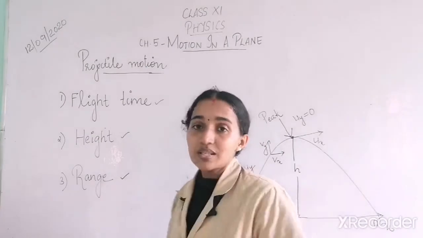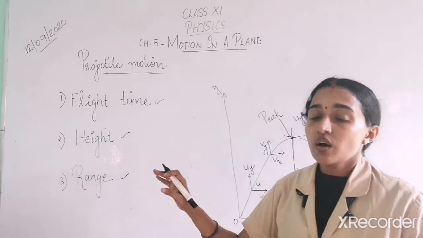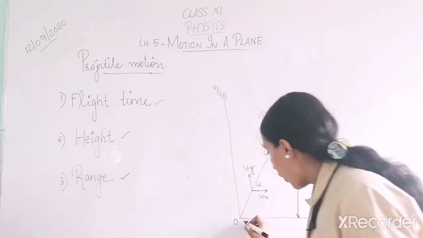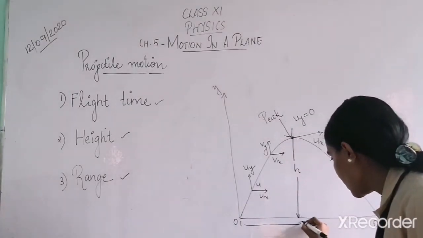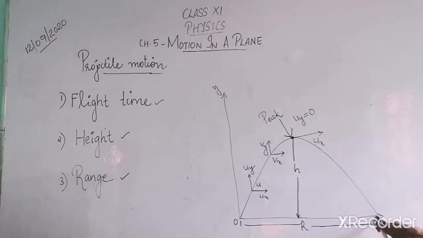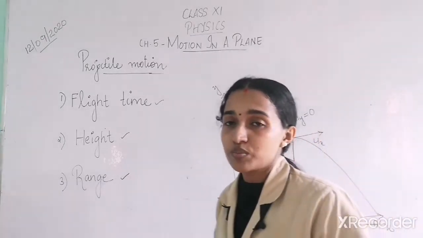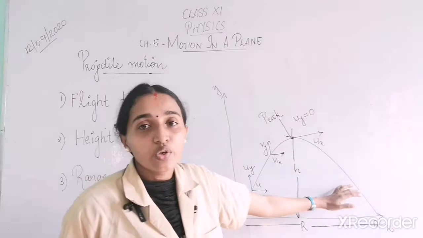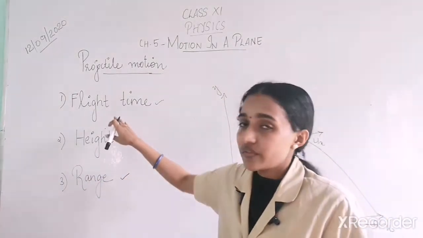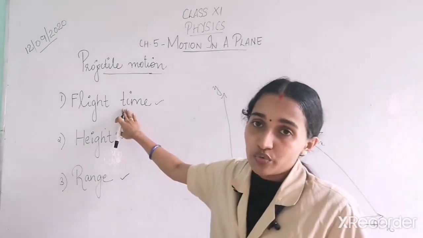Now the third term is range of a projectile. Range of a projectile means the total horizontal distance travelled by an object during its projectile motion, or this distance from O to O dash. See, till here it has travelled, that is the horizontal distance. So this total horizontal distance travelled by an object during its time of flight, you call it the range of a projectile. Now let us derive equations for each of these one by one. Let us start with flight time of a projectile.